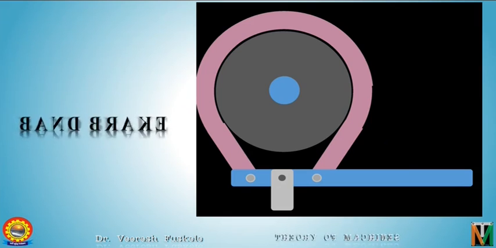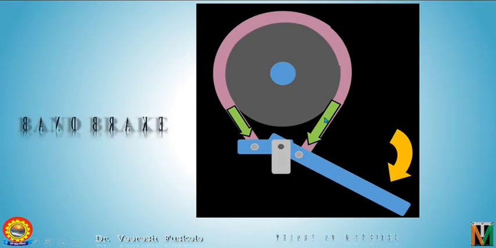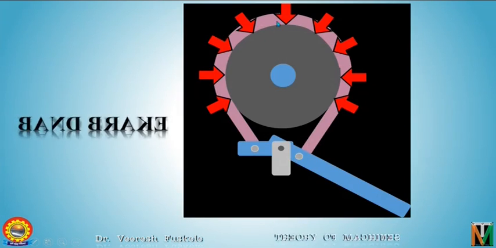Now what are these terms? We'll see. So let's see how this works. Force will be applied on this in the downward direction like this. So this will be pulled up and the brake will be applied. The force is applied in the radial direction. So this is a radial brake.